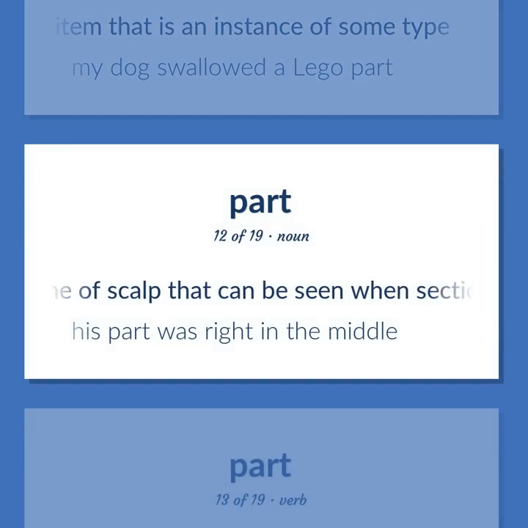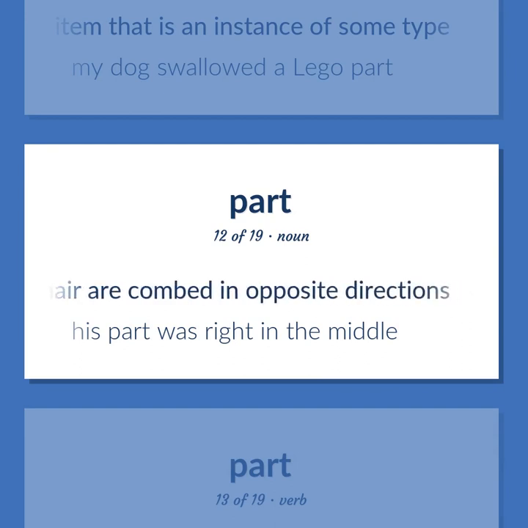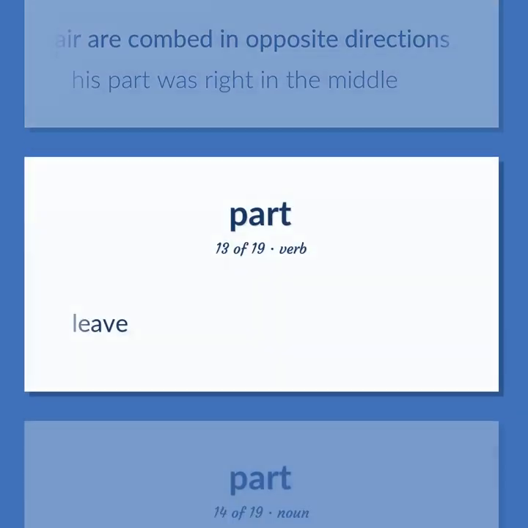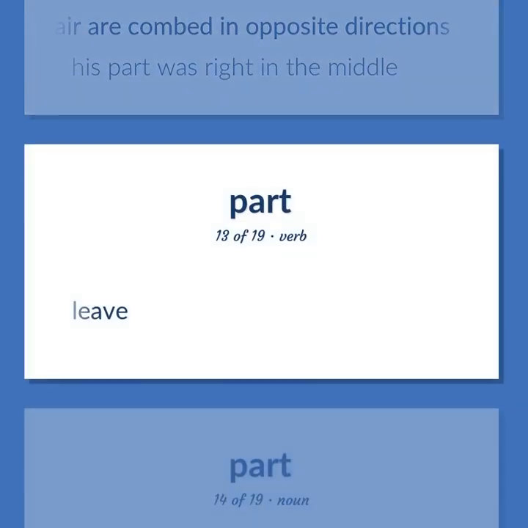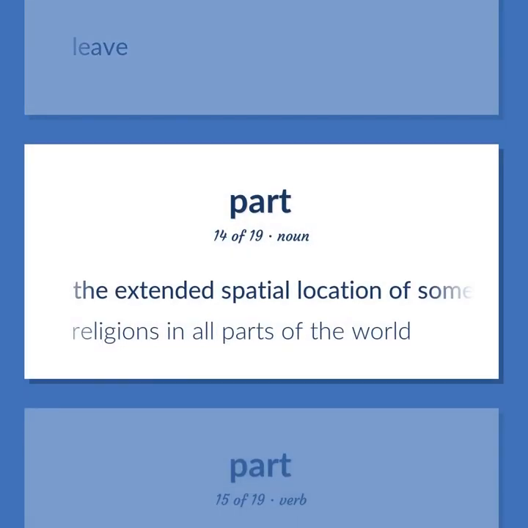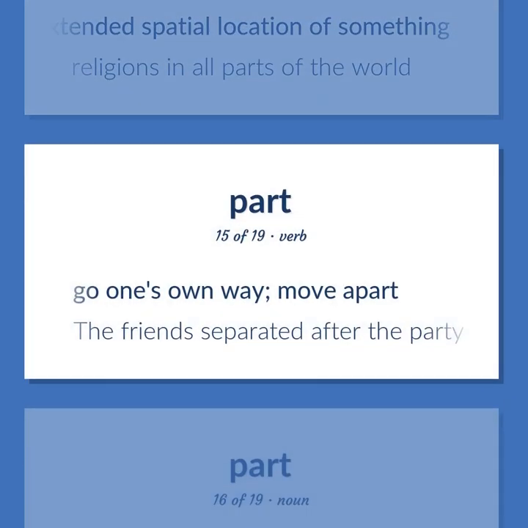A line of scalp that can be seen when sections of hair are combed in opposite directions. His part was right in the middle. Leave. The extended spatial location of something. Religions in all parts of the world. Go one's own way. Move apart. The friends separated after the party.